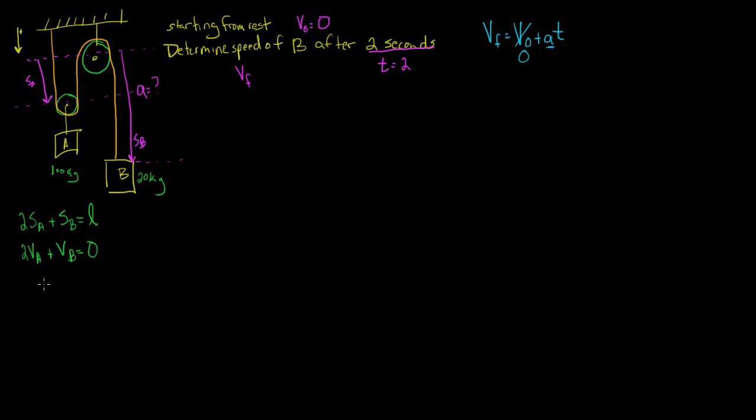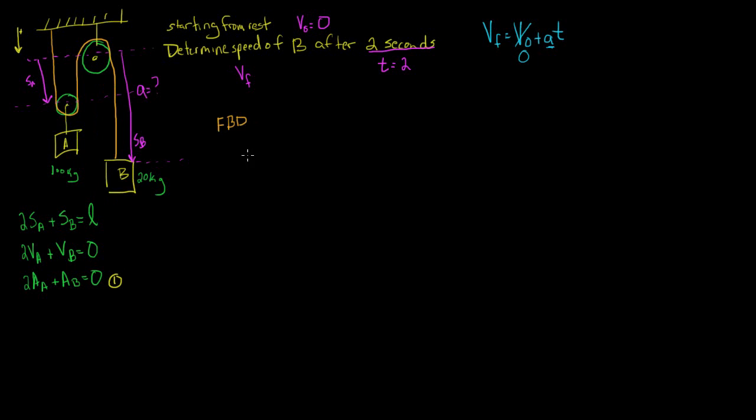And if we differentiate with respect to time again, we get 2 times the acceleration of A plus the acceleration of B is equal to 0. So this equation right here becomes an important equation because it relates the acceleration of block A to the acceleration of block B. So now we go through and we want to draw a free body diagram of each of our blocks.